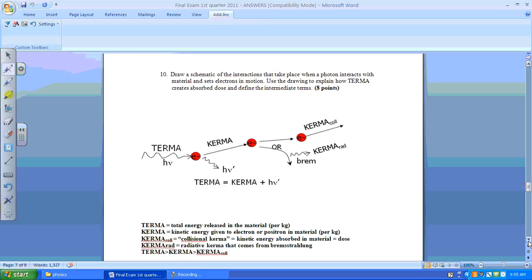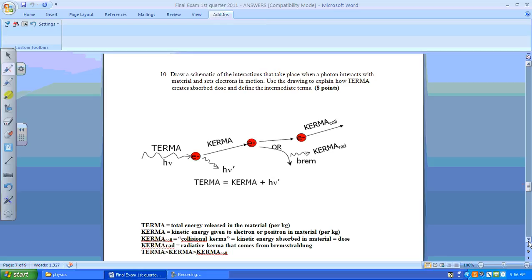The scattered photon might leave the patient, and we're not concerned with that. Although treatment planning computers do consider terma, because there's a probability that this might scatter inside the patient and create more electrons. So we do have to take that into account in treatment planning. Collisional kerma is the kinetic energy absorbed in the material. So then after this electron absorbs some energy and travels through the patient, a proportion of it leaves as radiative kerma, and a proportion stays in the patient, and that's collisional kerma.